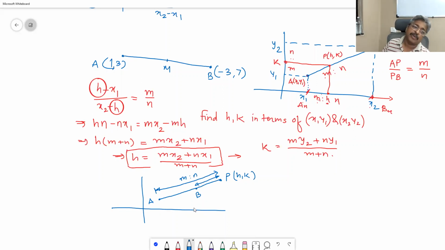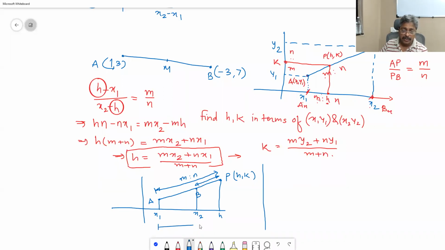But in that case, it is an external division point, and therefore you will have to consider either directed distances here when we are writing this, or you have to give it a minus sign here. So let me try to develop the formula for the x coordinate using external division. This is x1, this is x2, this is h.